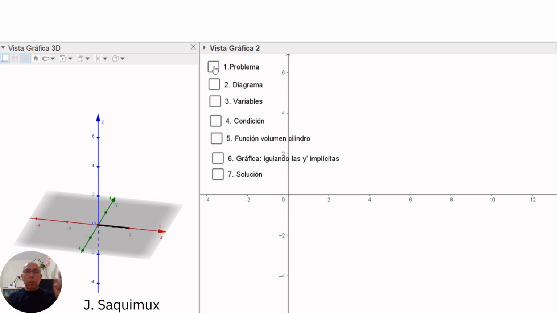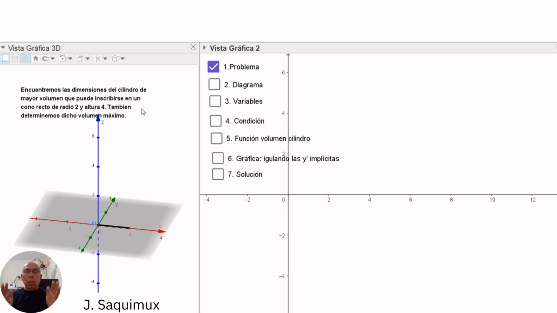Let us find the dimensions of the cylinder with the largest volume that can be inscribed in a right cone of radius 2 and height 4. Let us also determine said maximum volume.